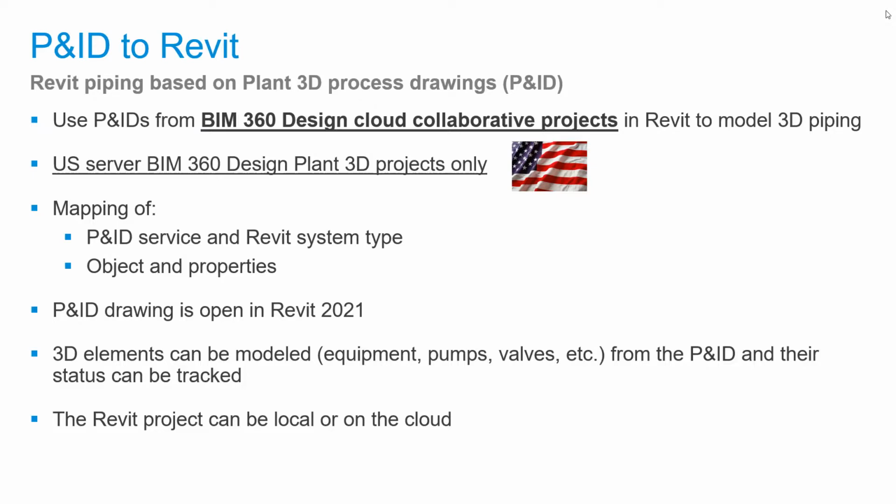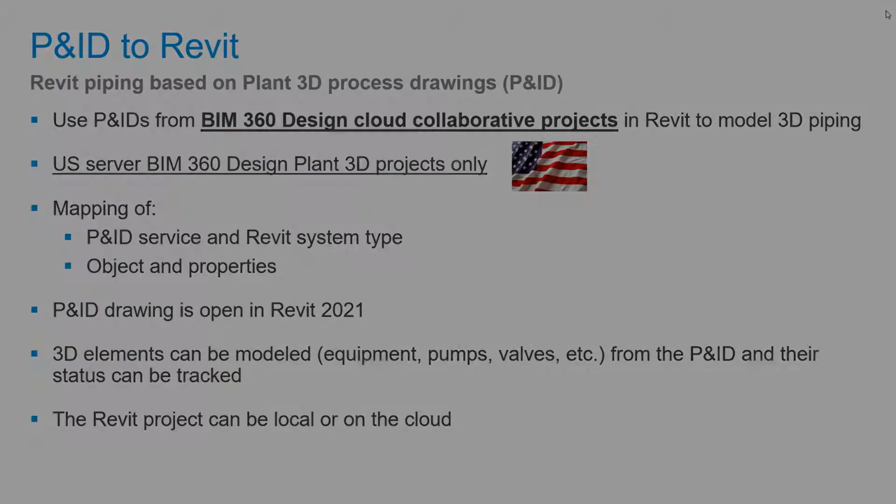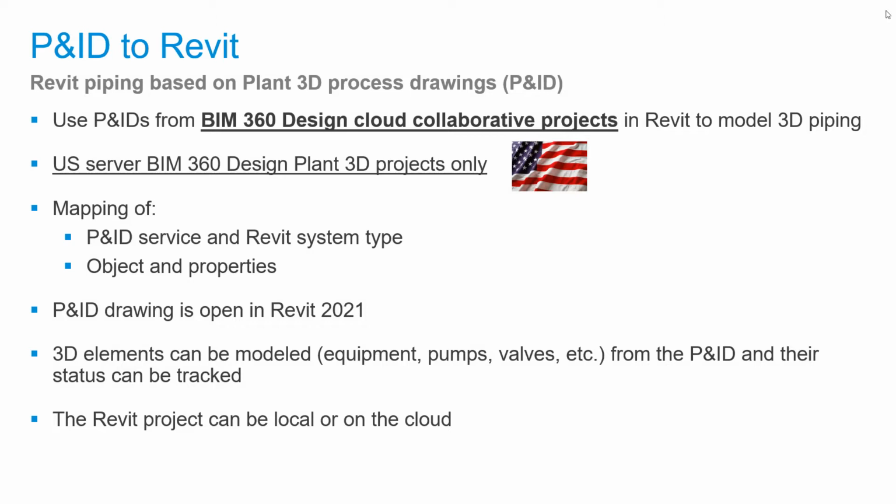The system will require a mapping of the P&ID service and the Revit system types, and also a mapping of the objects and properties, meaning the 3D objects and their properties. So the current workflow is we generate a P&ID in Plant 3D, then we open the P&ID drawing in Revit 2021 only, with the latest version of Revit. 3D elements can then be modeled. Elements means equipment, pumps, valves, pipelines from the P&ID, and the status can be tracked, meaning that the system will tell you which line was placed or not yet in Revit.